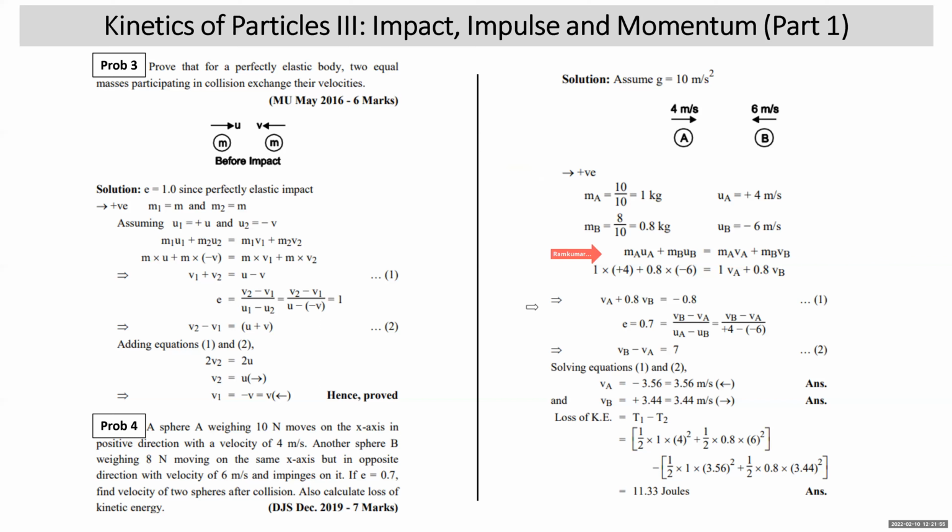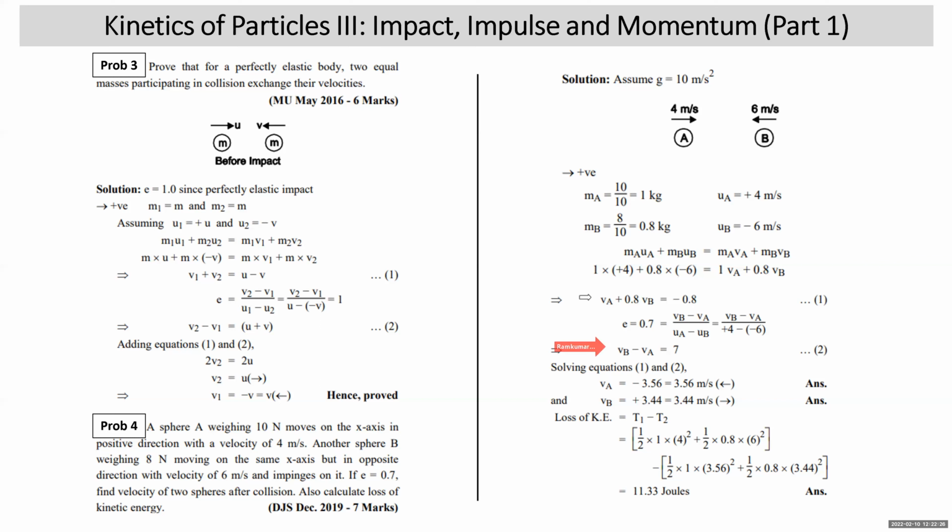Apply principle of conservation of momentum. MA UA plus MB UB is equal to MA VA plus MB VB. Here it is 1 into UA, which is plus 4, plus MB 0.8 into UB, which is minus 6, is equal to MA 1 VA plus MB 0.8 VB. So you get VA plus 0.8 VB is equal to minus 0.8. E is 0.7, equal to VB minus VA upon UA minus UB. UA is plus 4, UB is minus 6. So you get VB minus VA equals 7.